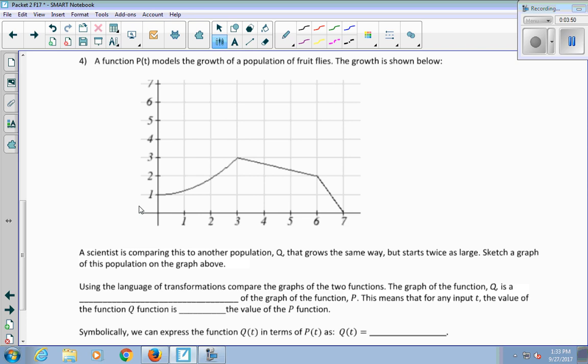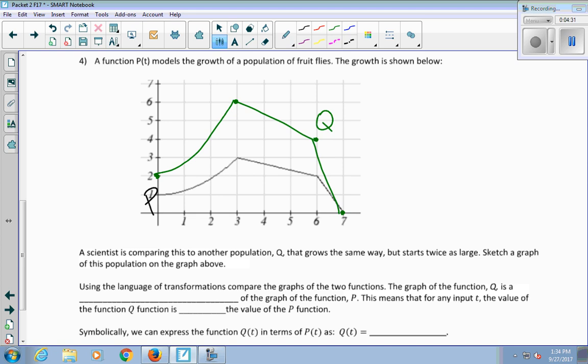So I'm just going to pick some key points and double the y coordinates, double the populations. Here's a point, and then this 3, 3 is going to become 3, 6, and this 6, 2 is going to become 6, 4. I'm just doubling some key points. 7, 0 is still 7, 0 because when you double 0, you still get 0. And then I'm going to connect these, trying to keep the general idea of the graph. This is Q. The one that was graphed originally was P.